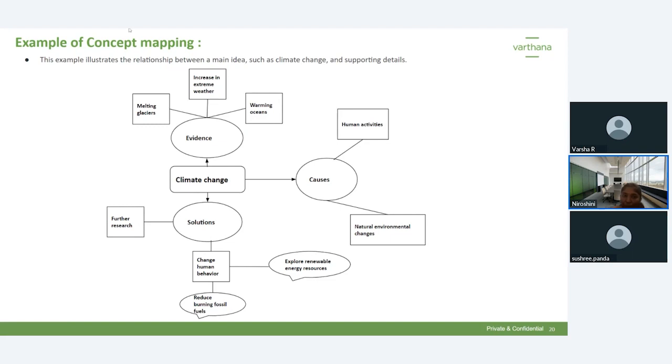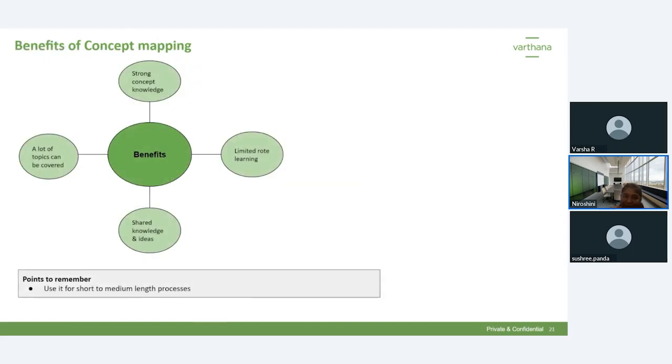So I will quickly launch a poll here to engage with the audience. Launching a poll. Kindly answer the poll. It's just to understand whether both the concept mapping as well as the inquiry based model are clear.